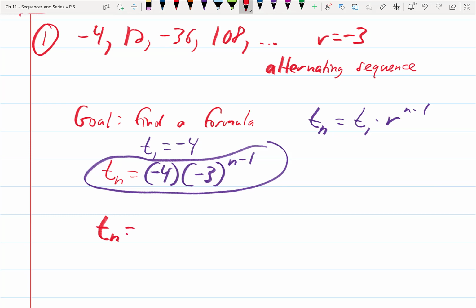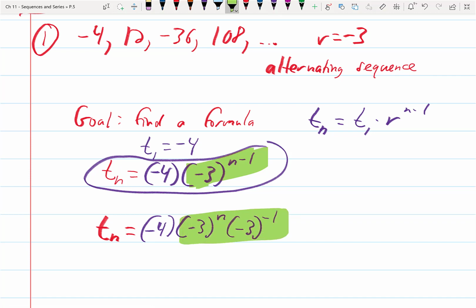Here's how we're going to do it. We are going to use the properties of exponents we did in the last chapter to break up this part of it. And I'm going to break it up by using the property that when we multiply bases, we add their exponents. So I'm going to split this up: -3 to the n, times -3 to the -1. I want you to convince yourself that those are the same thing.